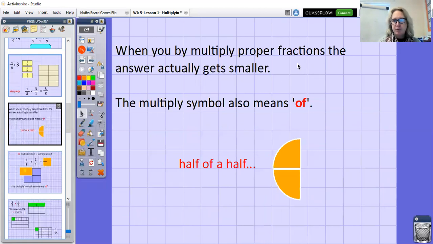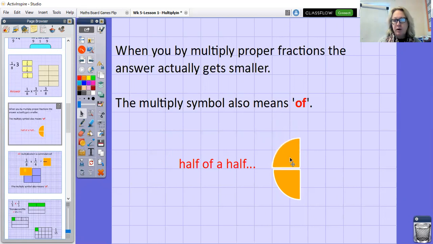So when we're multiplying proper fractions, so things that are less than 1, the answer actually gets smaller. So let's think about that. If I want a half of a half, which is the same as a half times a half, because there's my half, and half of a half will be 1/4. Yes? So half of a half.